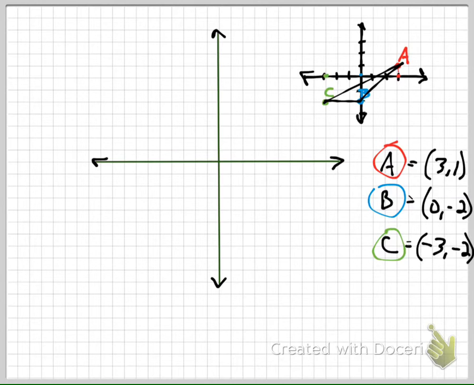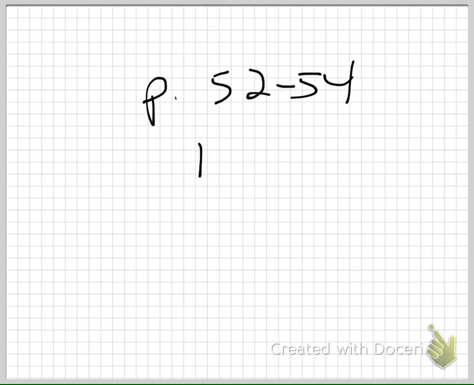All right. Let me give you your homework. I'm going to change the homework a little bit. There you go. I've shortened it a smidge.